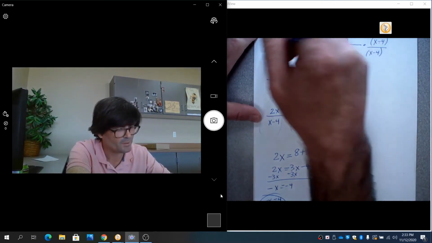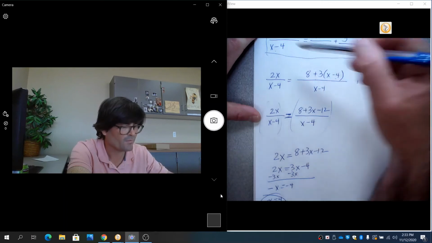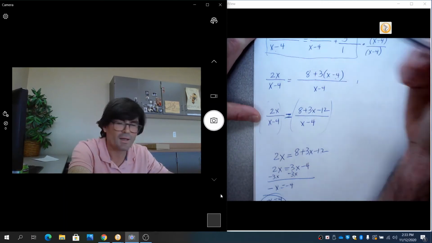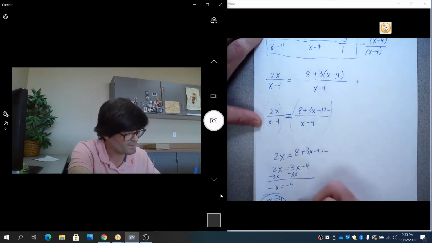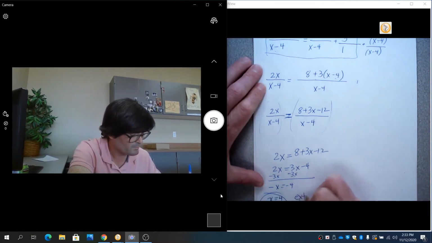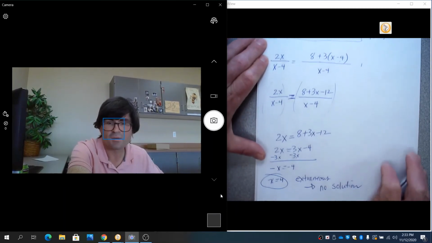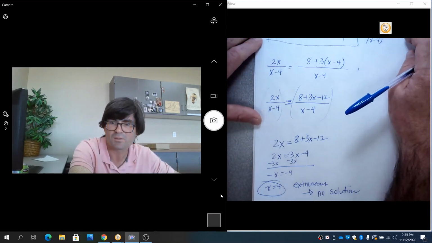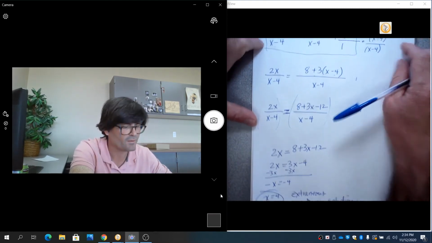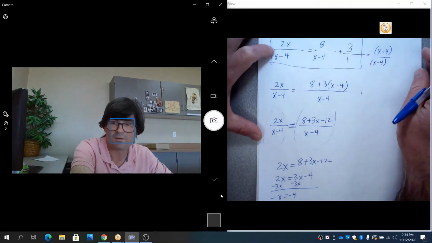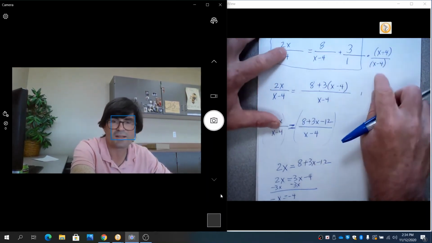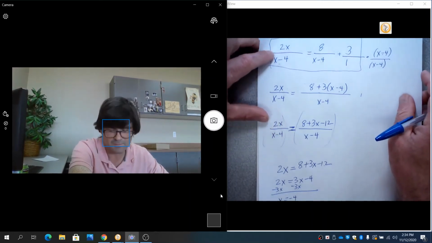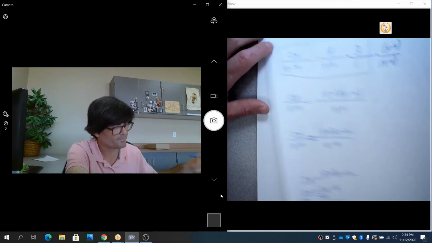And look over here at the original problem. If you were to put 4 in here and 4 in here, then that would be undefined. So this is extraneous, and that means this has no solution. And that's a result that's okay. Sometimes that happens. Not that often, but fair enough. You could have no solution if you have two things on each side of the equal sign that are never going to be the same. So that's an interesting case also.